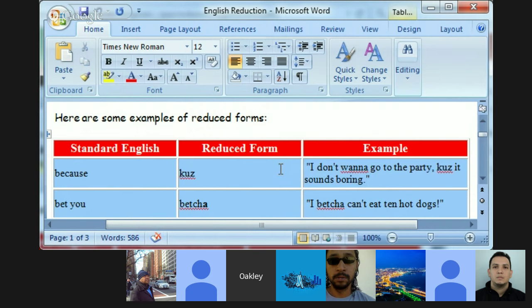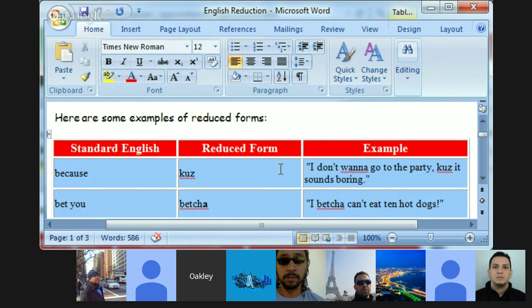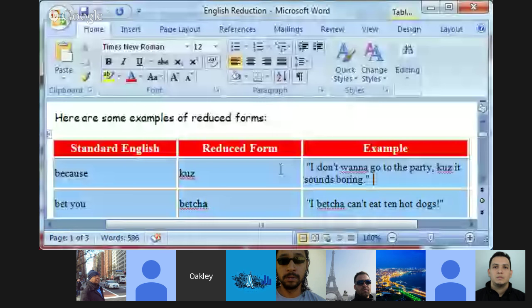All right, give it a try. Go ahead and read the example. Remember, the examples are in quotes, so I want you guys to be saying this as naturally as you can, as if it's spoken English. It's in quotes to emphasize the idea this would be spoken English. Okay, Mustafa? I don't wanna go to the party because it sounds boring.